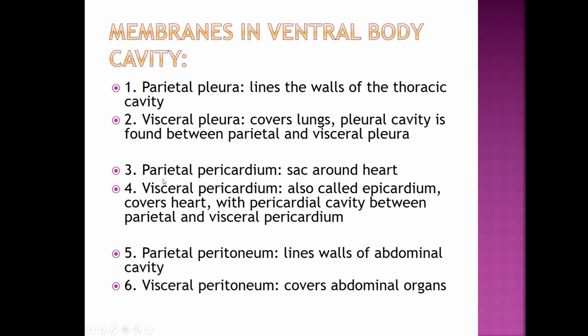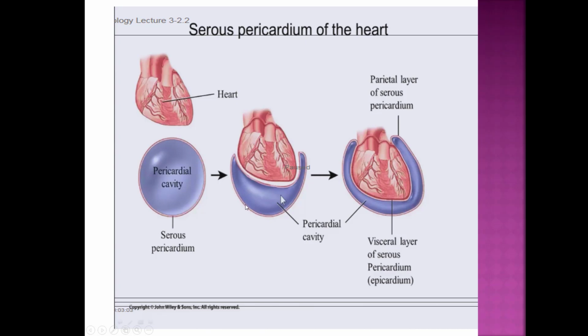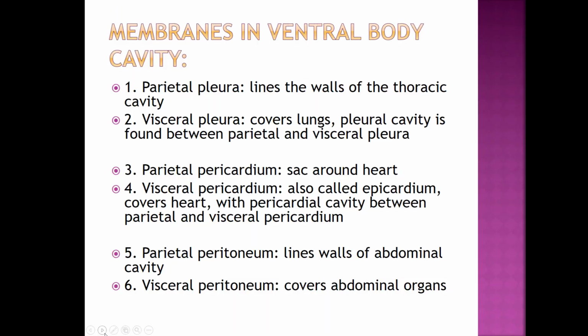Then we have parietal pericardium, which is the sac around the heart that does not actually touch the heart. So again, this is parietal pericardium here on the outside. And then this would be visceral pericardium. The visceral pericardium is also called the epicardium, but we're not going to worry about that till we do the heart next semester. So you can just call it visceral pericardium. It covers the heart, with a pericardial cavity between parietal and visceral pericardium.